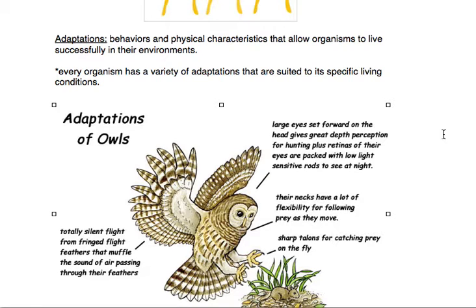Speaking about owls, we saw whitewash today, and that's owl poop. Oh, wonderful. Thank you for letting me know.